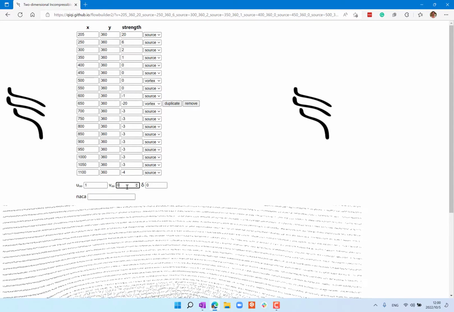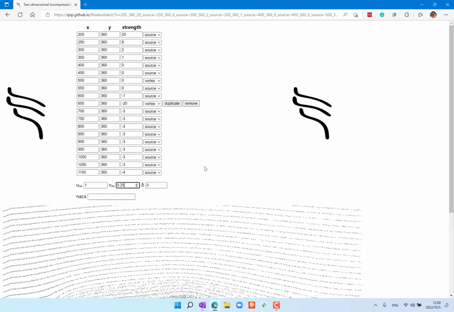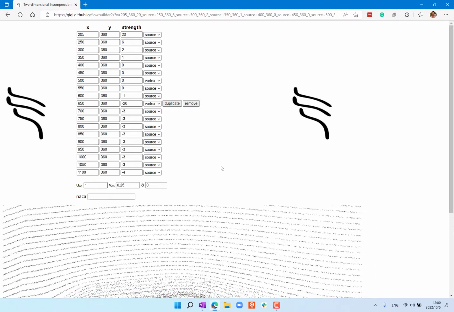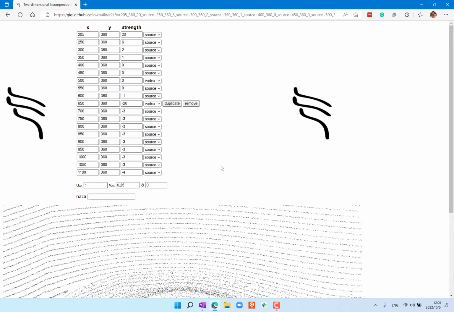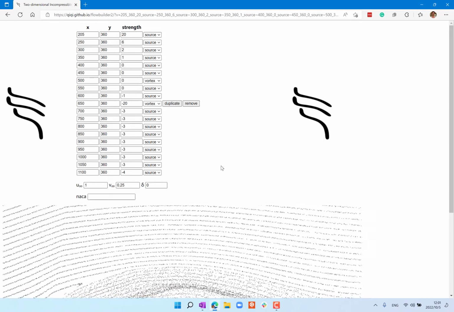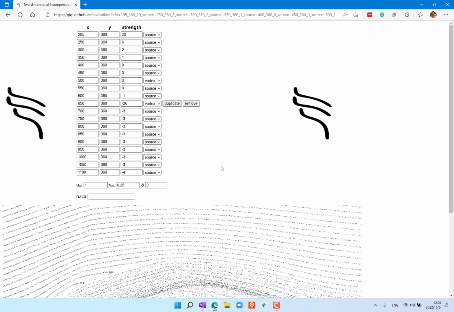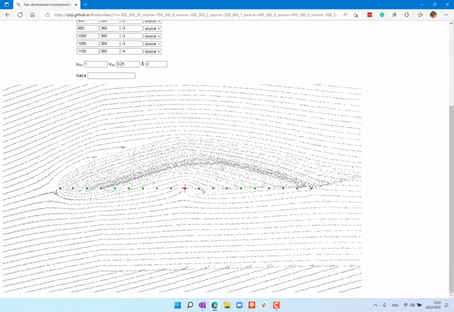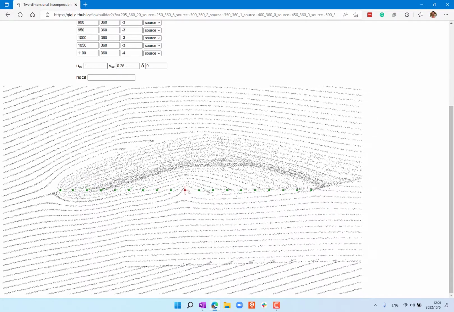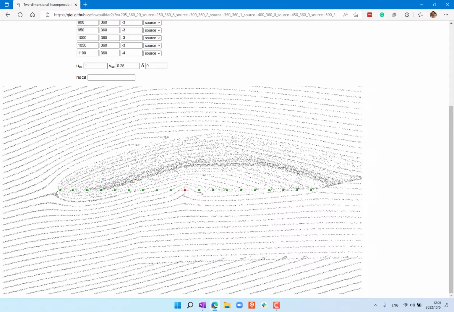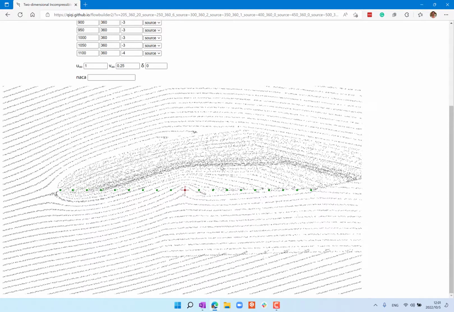So let's change the V to 0.25. Okay, so I get a pretty significant angle of attack. It's between 10 and 15 degrees, closer to 15. All right, so you're going to see that without enough vortices, the flow would just go through the flat plate. Okay, so that's not a physical situation.